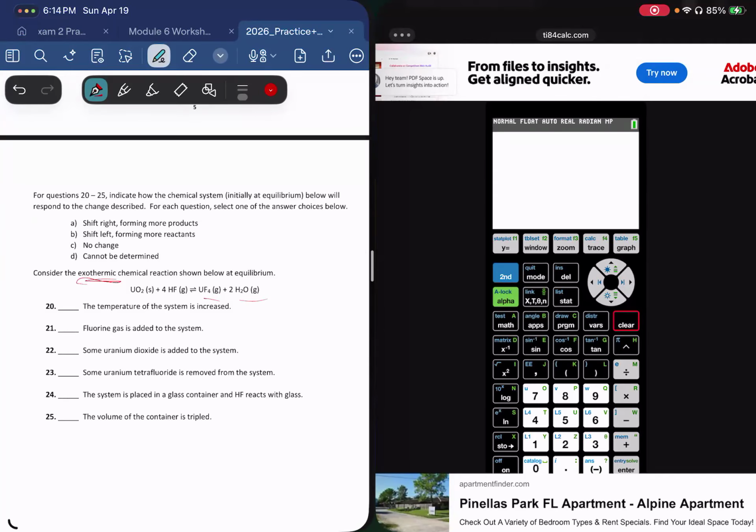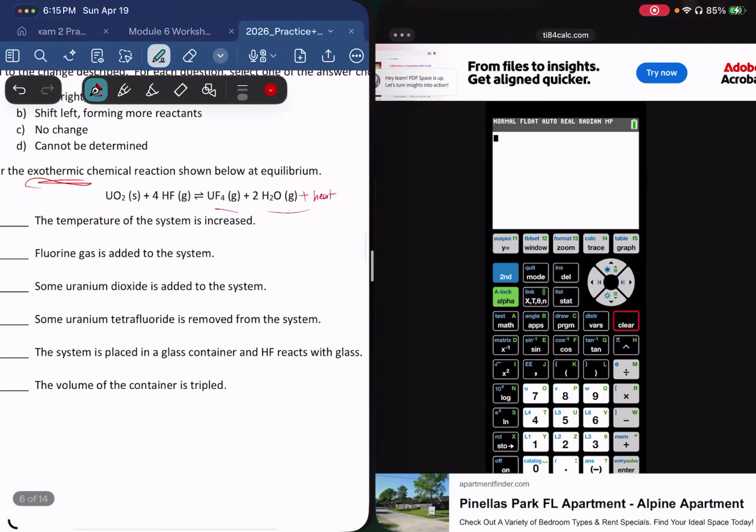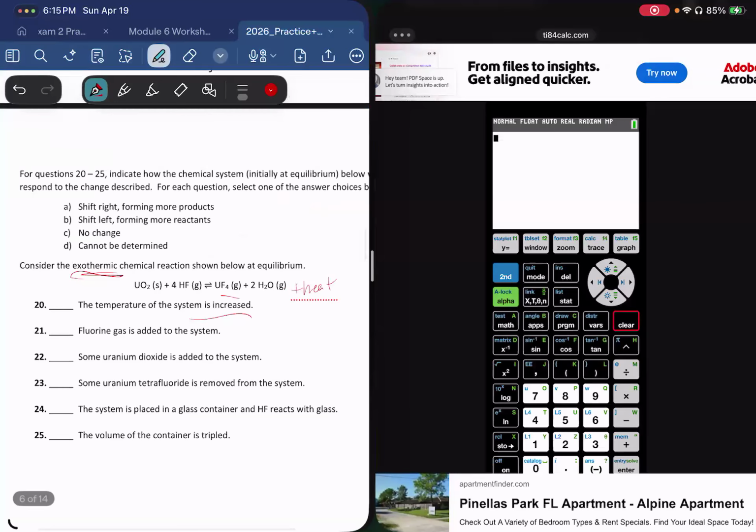That's really important. Whenever I see exothermic, I'll add heat or temperature, since the heat is being released, so it's basically a product. If the temperature is increasing, you're increasing the heat here, which is basically a product, so you're going to favor the reverse reaction. If it was endothermic, I would add heat on the reactant side, and that would favor the forward reaction. But this is exothermic, so the heat is released. The answer for this would be B.